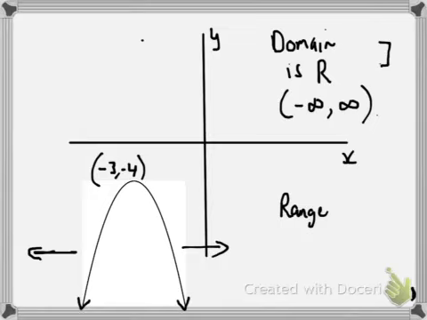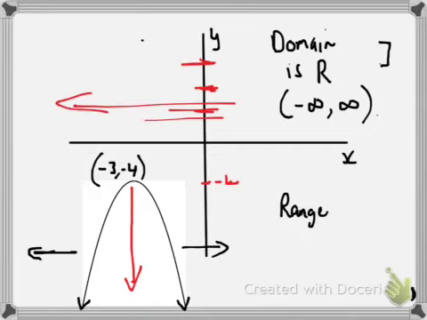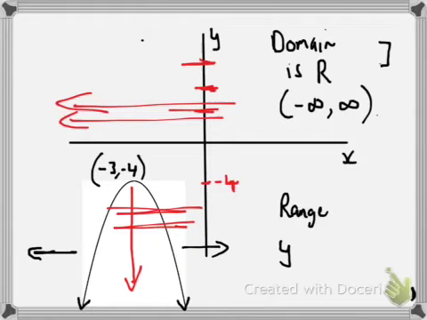This graph covers all the y values below -4. Now if I look at any other y values, I can choose any of them up here, I'm not hitting the graph at any stage. The function is not defined at those y values. So I'm only hitting the graph here for y values less than -4. So the range of this graph is y is less than or equal to -4.